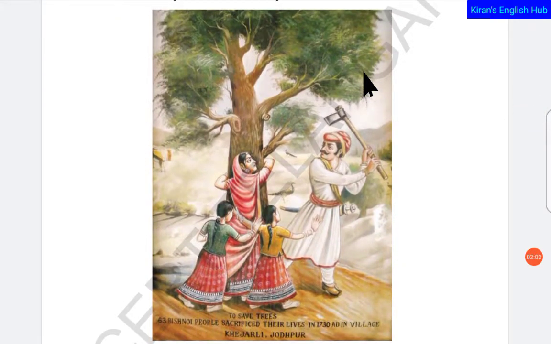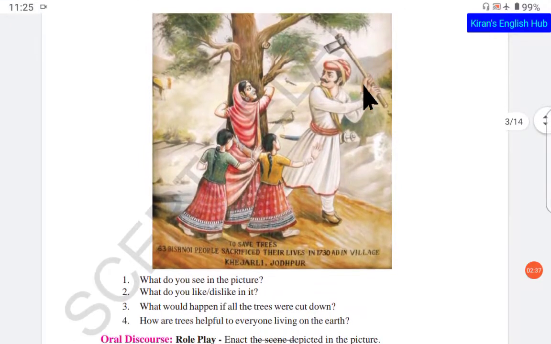You can see a very big tree, and a woman and her children, it might be. Two daughters are holding the tree, saying to the other man who is holding an axe not to cut the tree. That man might be thinking of cutting down the tree to make furniture or use it for firewood, whatever it is. So this woman and the two little kids are trying to save the tree. They are giving us the message that we should not cut trees. Shall we move forward.